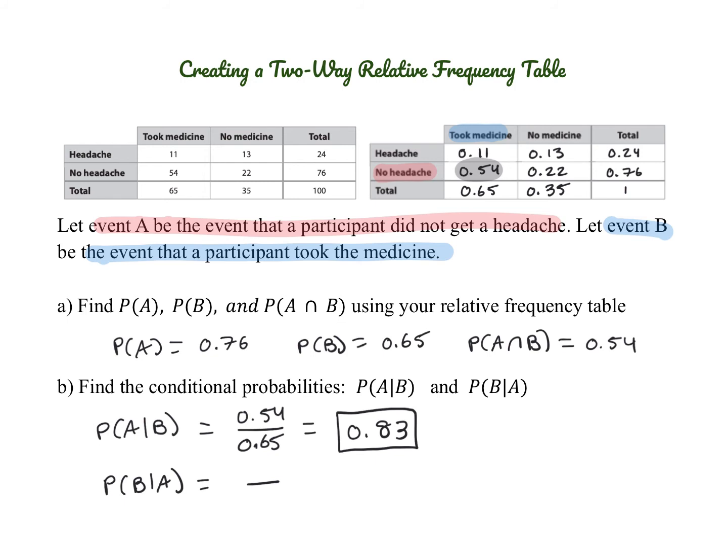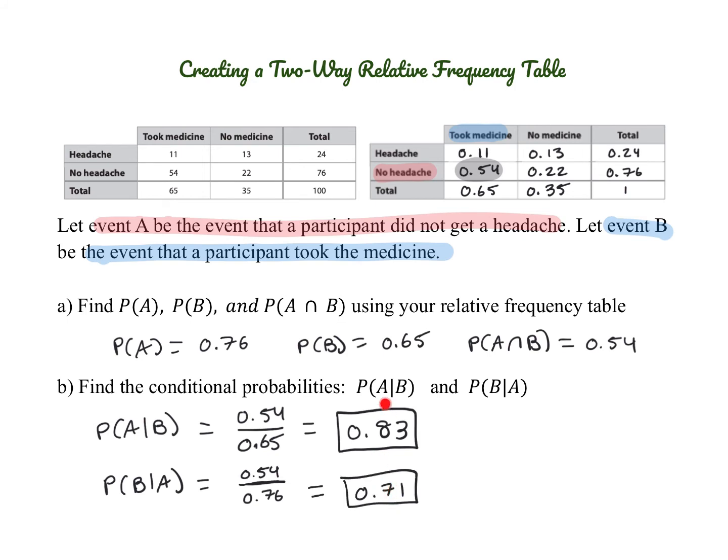And then for that last part of part B, the probability of event B given A. So let's start with the given. It's given that the participant did not get a headache, so we're working with 0.76. So it's within this realm. And then the participants that did take the medicine, of the people that did not get a headache, would be 0.54, so 54% of the people. So when you divide those two decimals, you get 0.71, which again we'll just keep as a decimal.